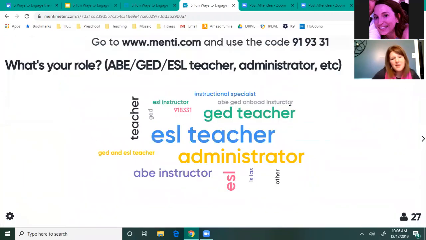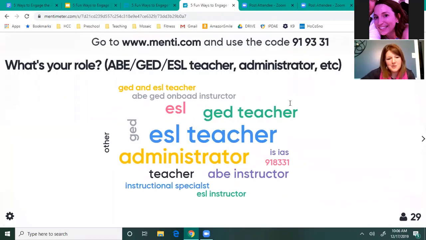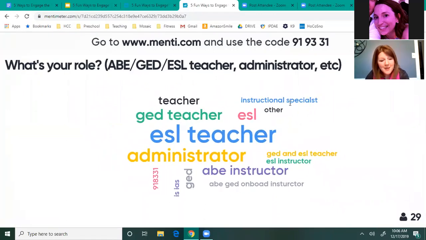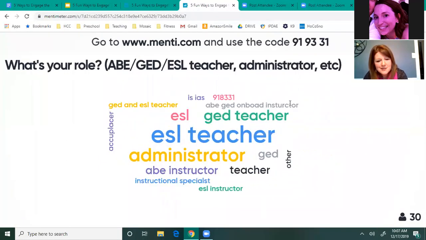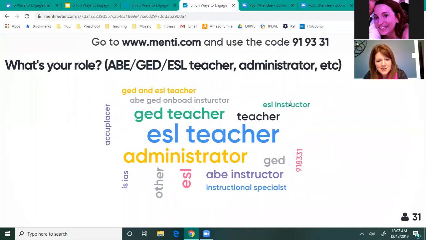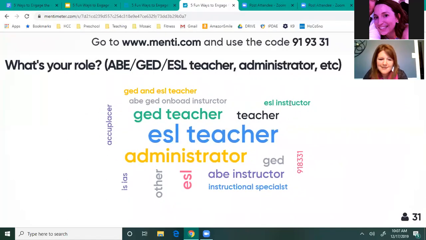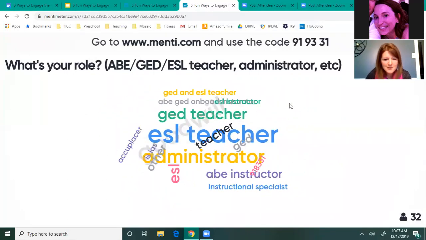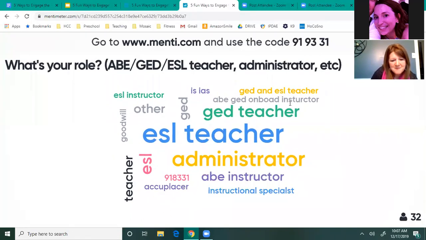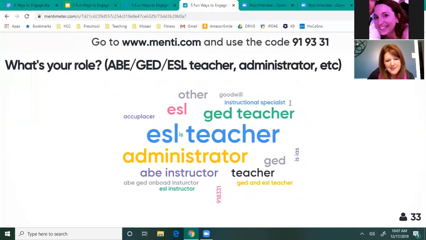Here we go. All right, so it looks like we've got a variety of people here, a lot of ESL teachers, many GED teachers, some administrators in the room. This is kind of cool to see your responses coming in. Someone who works with Goodwill, that's neat. An Accuplacer, I'm not sure what that is, to be honest, but I will Google it as soon as this is over with.